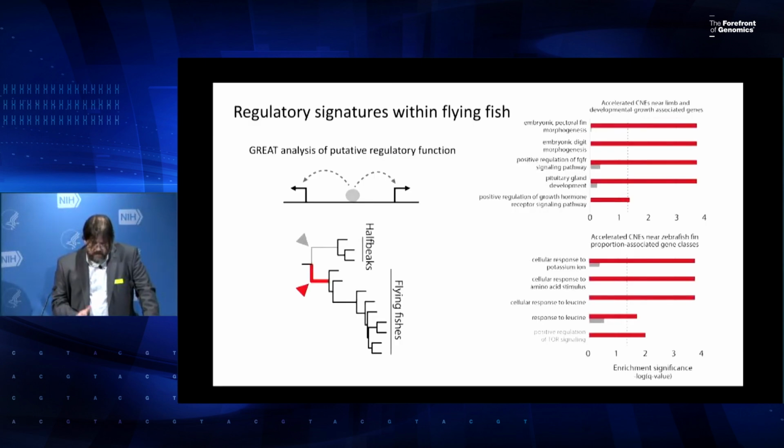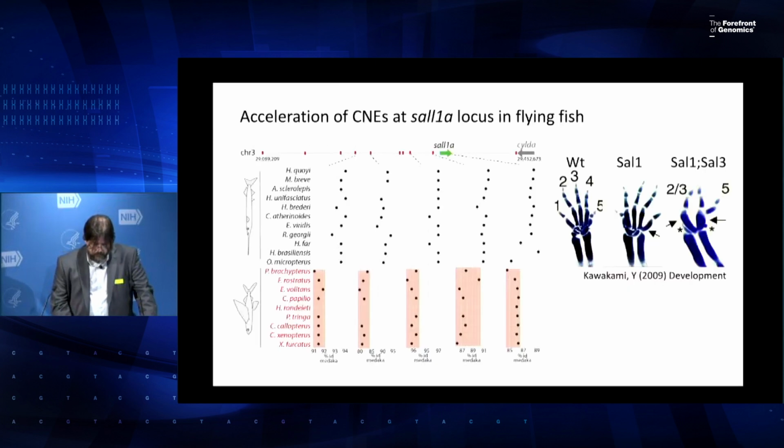But you can get even fancier. We look at regulatory signatures, so we use GREAT analysis, where you look at the structural localization of particular genes to a particular CNE and selection at that CNE in the different lineages. And if you model this only at the lineage at the base of the tree, so this includes all the flying fishes compared to those of the half-beaks, you can find things, for example, that have been enriched, for example, embryonic pectoral fin morphogenesis, digit morphogenesis. So we think we have a very rich data set here to actually start to parse this out.